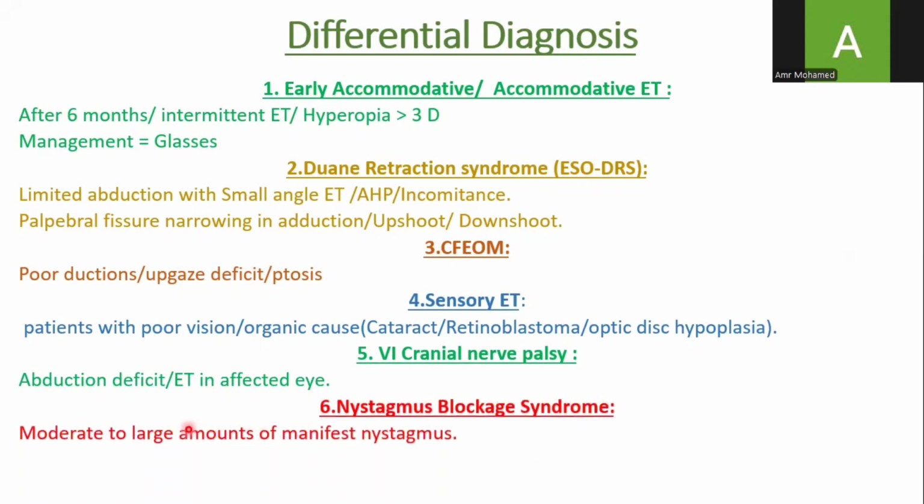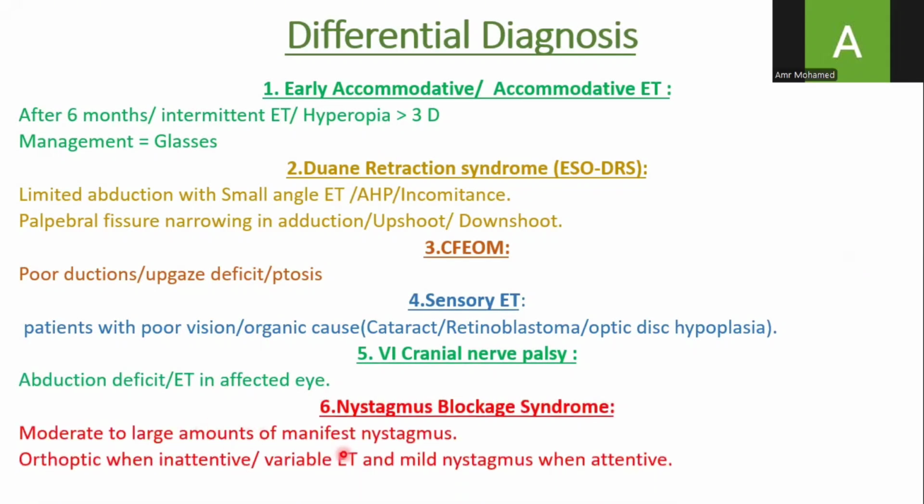Usually those patients will have moderate to large amounts of manifest nystagmus, orthotropic when inattentive, and variable ET and mild nystagmus when they are attentive. So the nystagmus blockage syndrome patient will converge the eyes to dampen the nystagmus. So whenever the patient is inattentive, he will be orthotropic with nystagmus, and whenever he is attentive, he will converge his eyes to dampen the nystagmus, so he or she will have variable esotropia with mild nystagmus. Also, observing the patient for pupillary constriction during esotropia will help you in diagnosing nystagmus blockage syndrome.